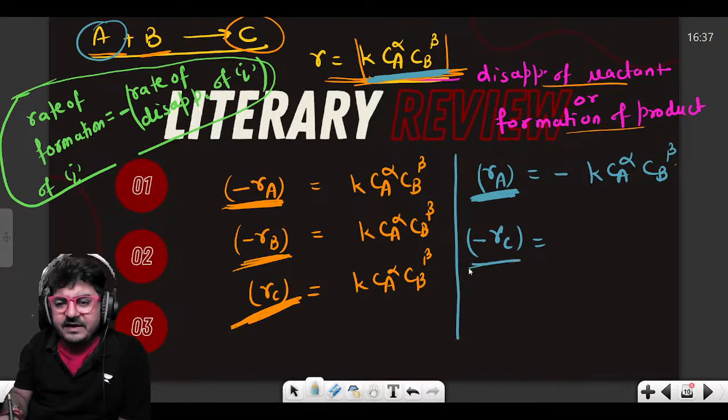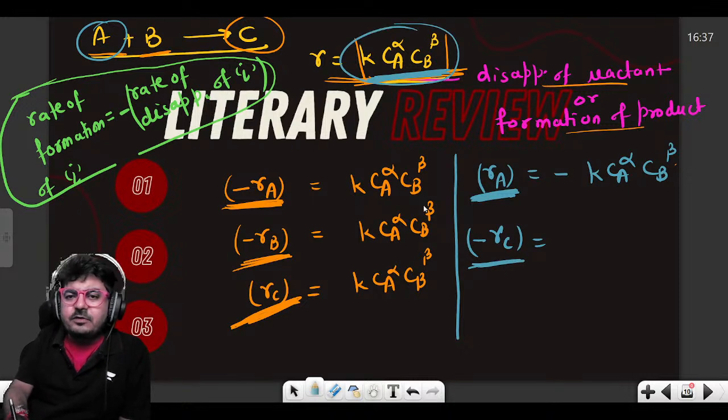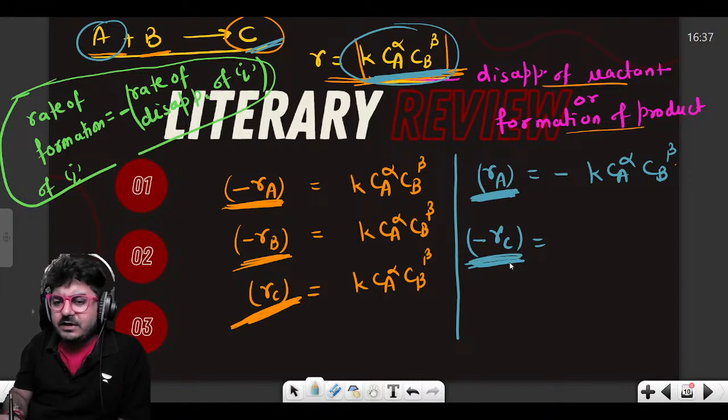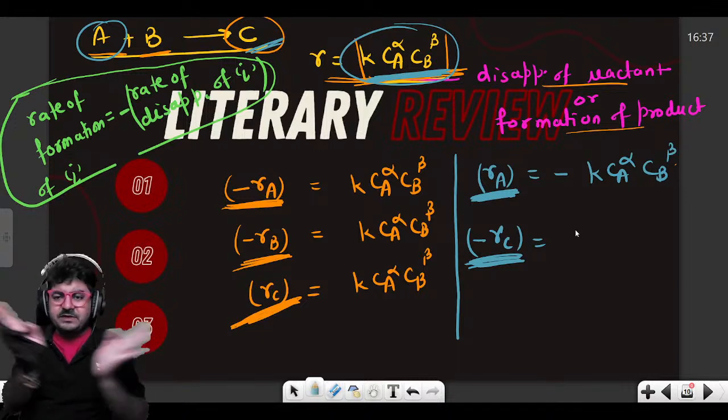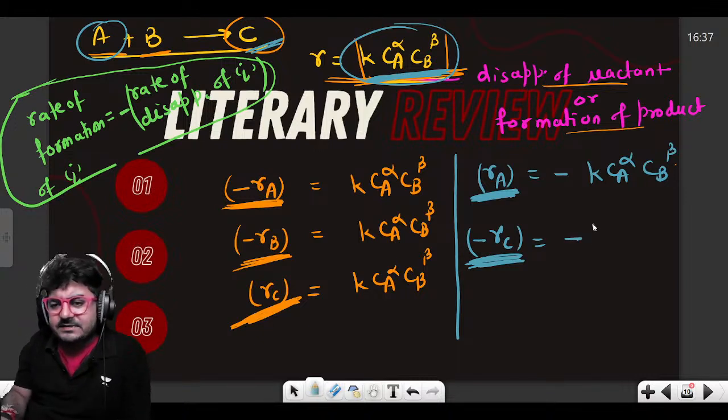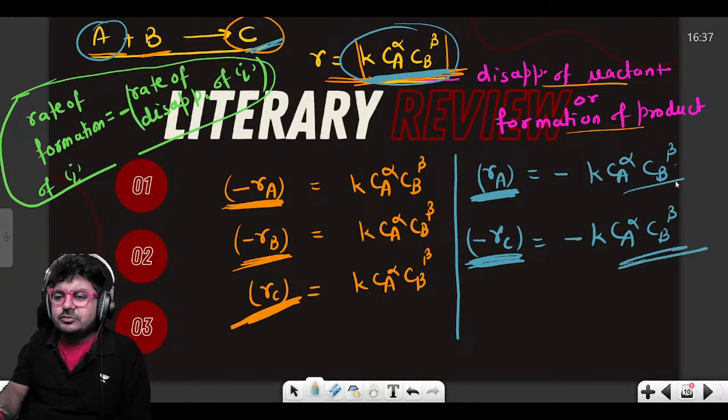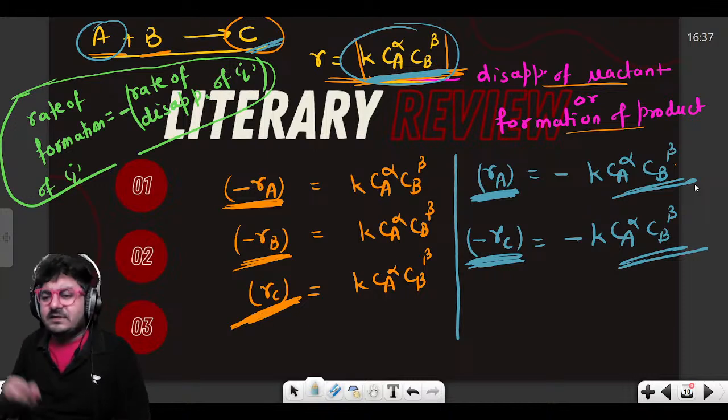Okay. In the same way, this represents formation of product. C is the product, but I am interested to write in terms of disappearance of C. So formation, disappearance, opposite, तो minus. समझ रहे हो ना आप लोग? That's what we are going to do. That's how we are going to write the things.